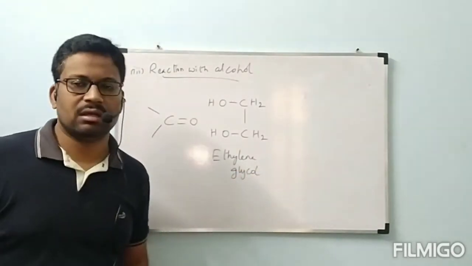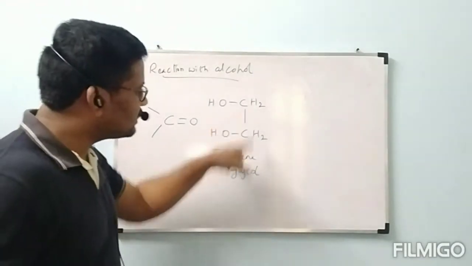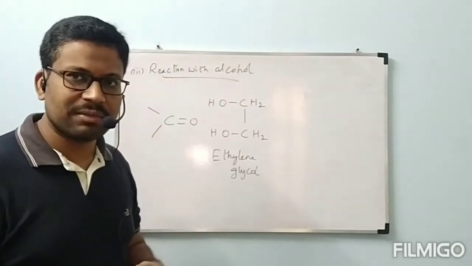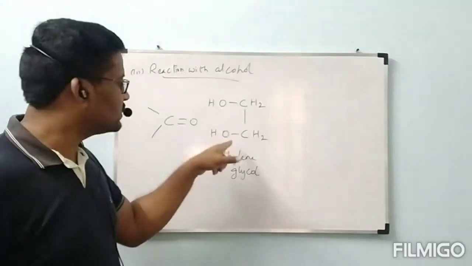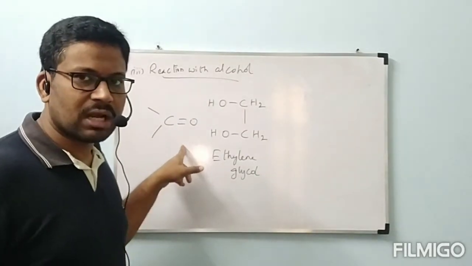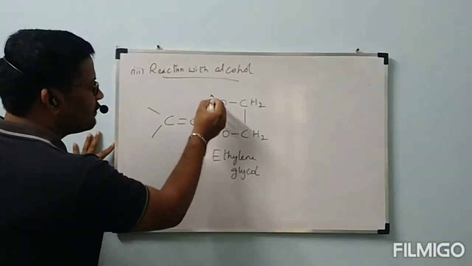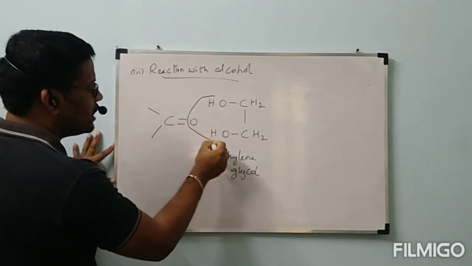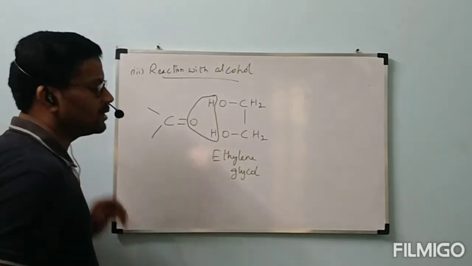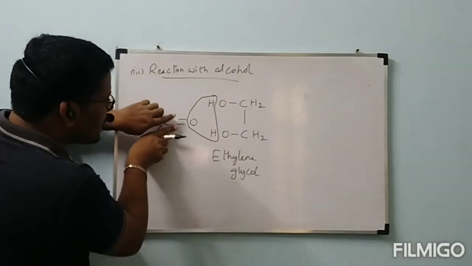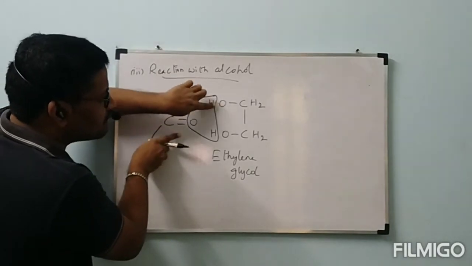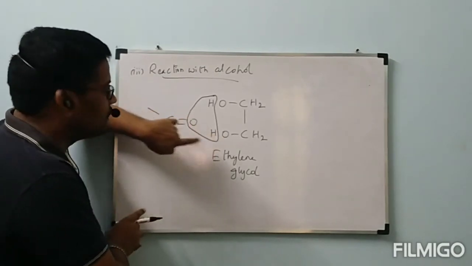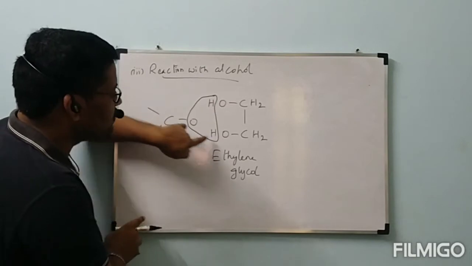Here 2 moles of alcohol will not be required, because this ethylene glycol itself contains 2 OH groups. Here I am directly writing the reaction, because first one OH group will react, and after that the second OH again reacts to remove a water molecule. Simply hydrogen here, oxygen here and hydrogen here will be removed as water. Then here carbon has two bonds. One bond is formed with this O and another bond is formed with this O.